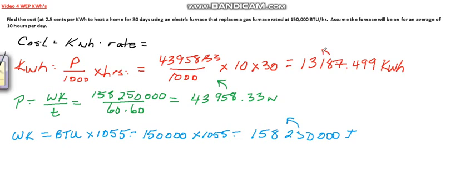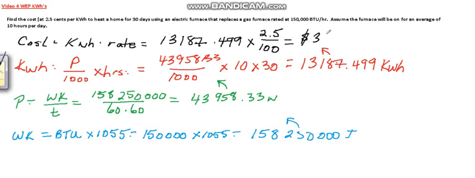Okay, now we can just take that number and pop it into there. So kilowatt hours times my rate, and my rate is 2.5 cents, so I'm going to go 2.5 divided by 100. And that tells me that my cost will be $329.68.